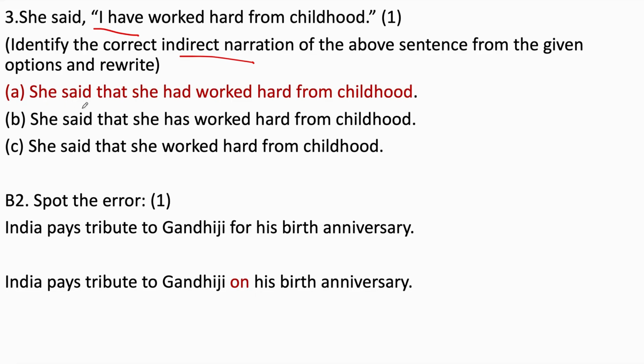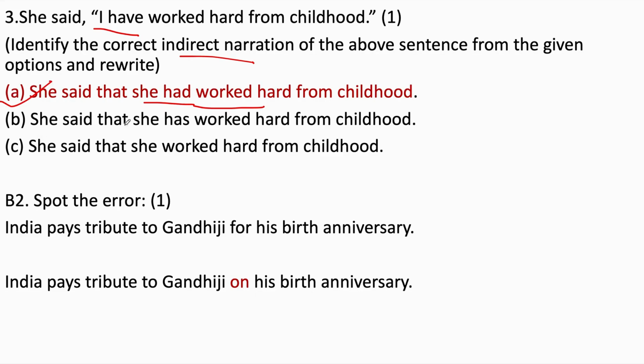Okay, she has said that she had worked hard from childhood. Okay, ये हमारा क्या है, this is present perfect, हमें इसको past perfect में करना है because this is indirect narration. So she said she had worked hard from the childhood. Okay, so this is your correct option. Option number A is correct.